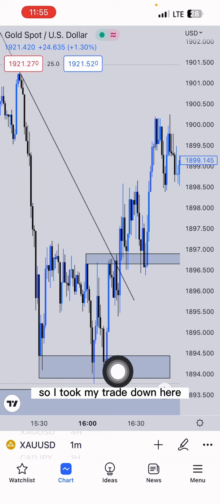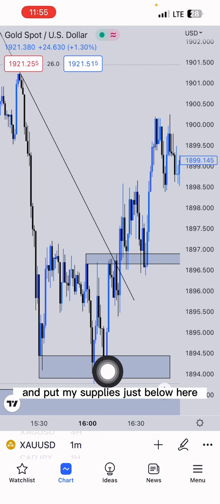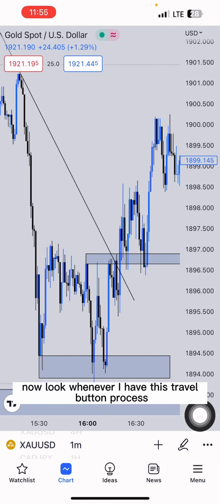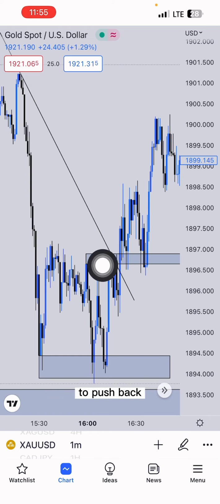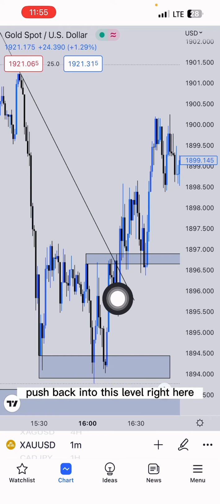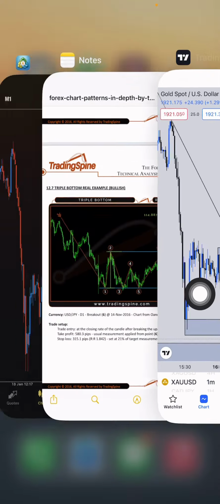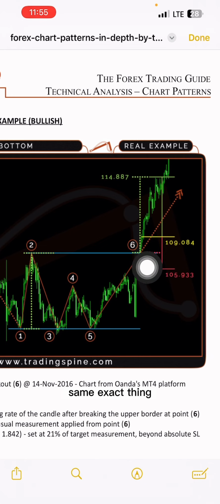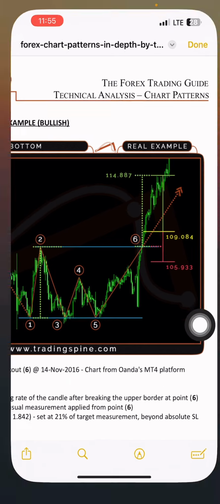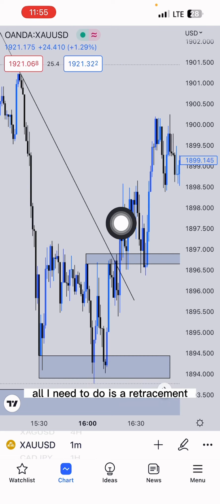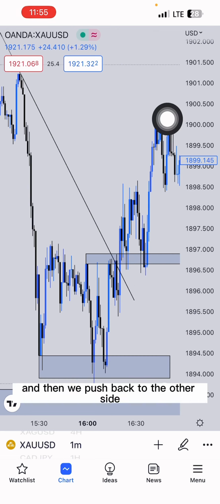So I took my trade down here, and put my stop loss just below here, because I knew price wouldn't go past this anywhere in this pattern. Now look, whenever you have this triple bottom, price has to push back up here, breakout, and then you can see price pushed back into this level right here. The same exact thing, guys. Triple bottom, 1, 2, 3. And when price broke my trend line like this, all I needed was a retracement, and then we pushed back to the upper side.